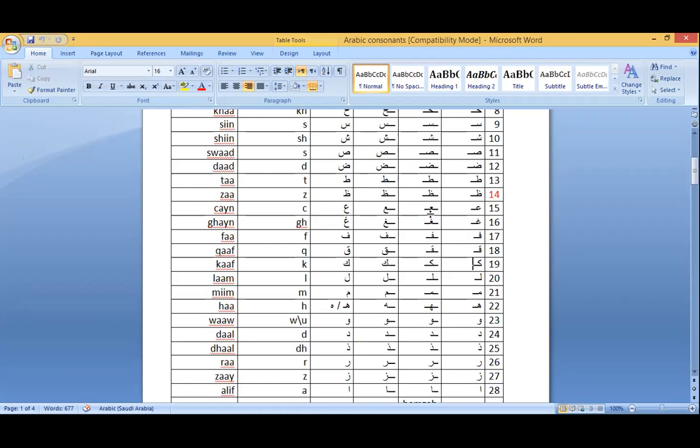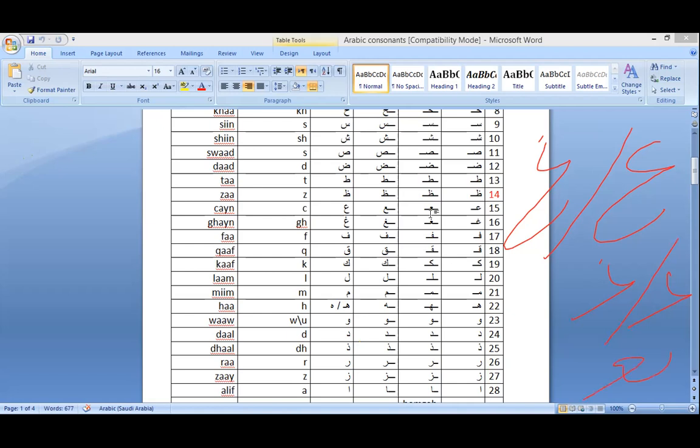These two letters, they changed their shapes. That's correct. This is A and this is Ga isolated. This is A and this is Ga initial. This is A and this is Ga in the middle.